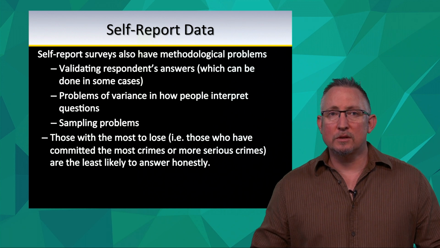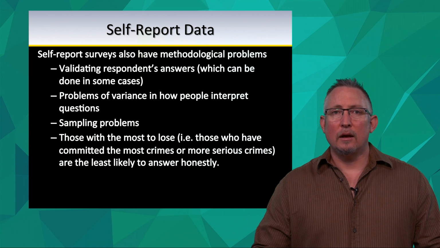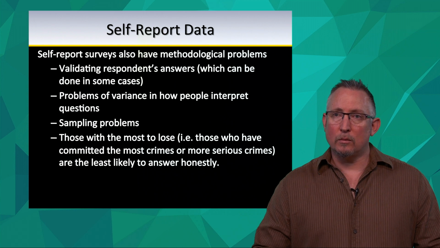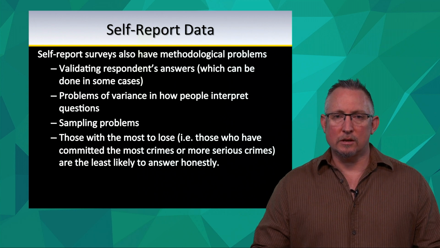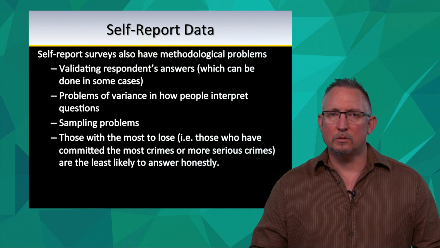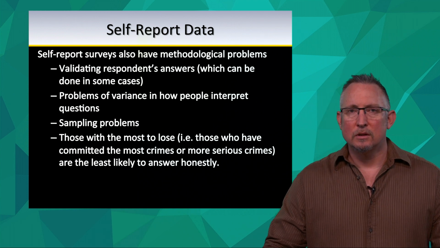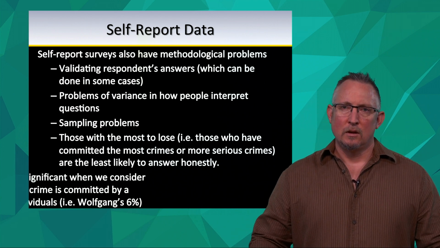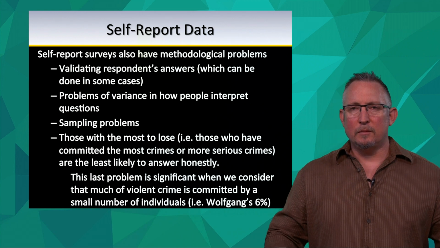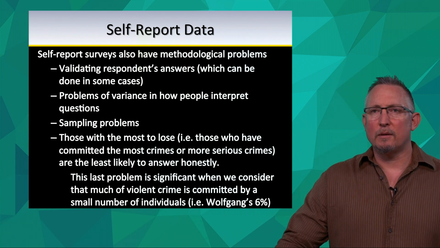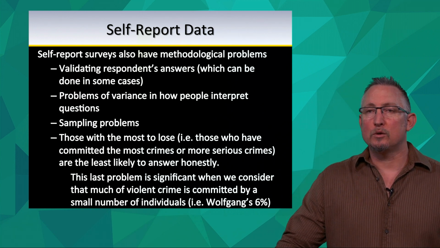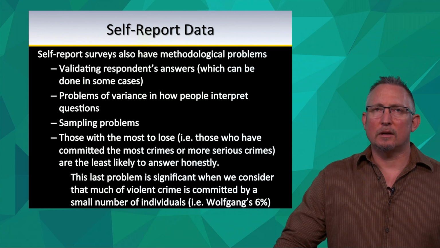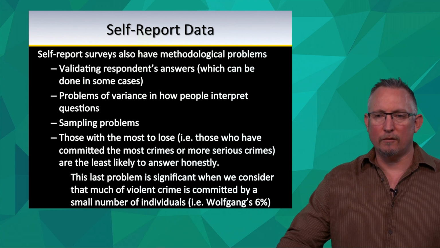Sampling problems. And this problem, which is an interesting one to self-report data in particular: those with the most to lose, meaning those with the most serious crimes or who committed the most crimes, are the least likely to answer honestly. This becomes significant in particular when we consider that much of violent crime is committed by a smaller number of individuals, right? This is recognized by research from Marvin Wolfgang forward.